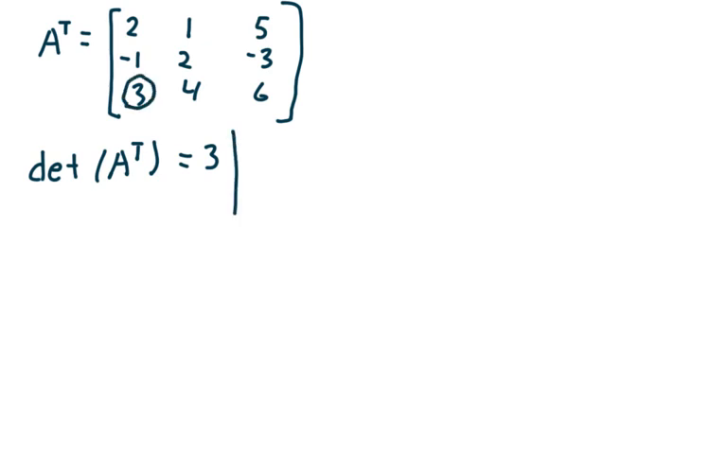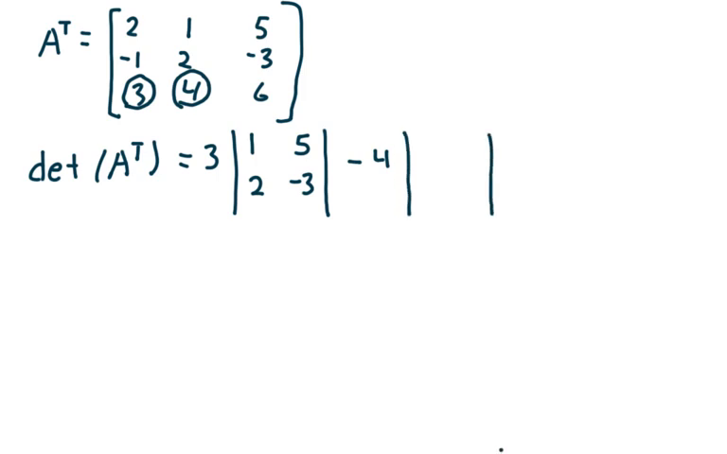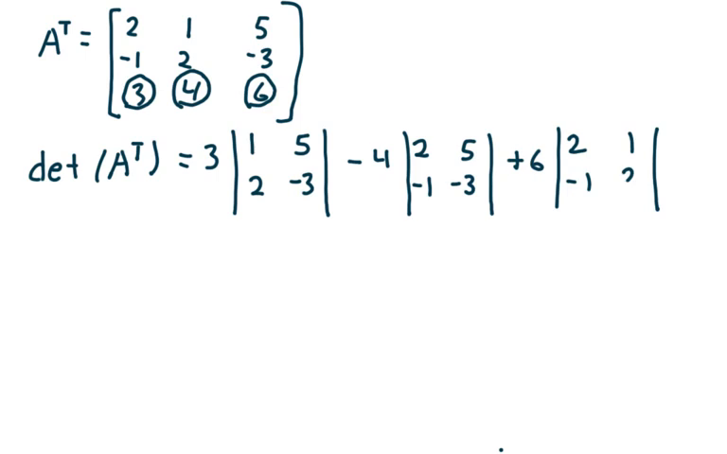Delete the row and the column that contains the 3, and I'm going to multiply by the determinant of 1, 5, 2, negative 3. Minus 4, right? So let's go to the next entry. Delete the row and the column that contains the 4, and multiply by the determinant of 2, 5, negative 1, negative 3. Plus 6, that's the next entry over. Delete the row and the column that contains the 6, and multiply by the determinant of 2, 1, negative 1, 2.